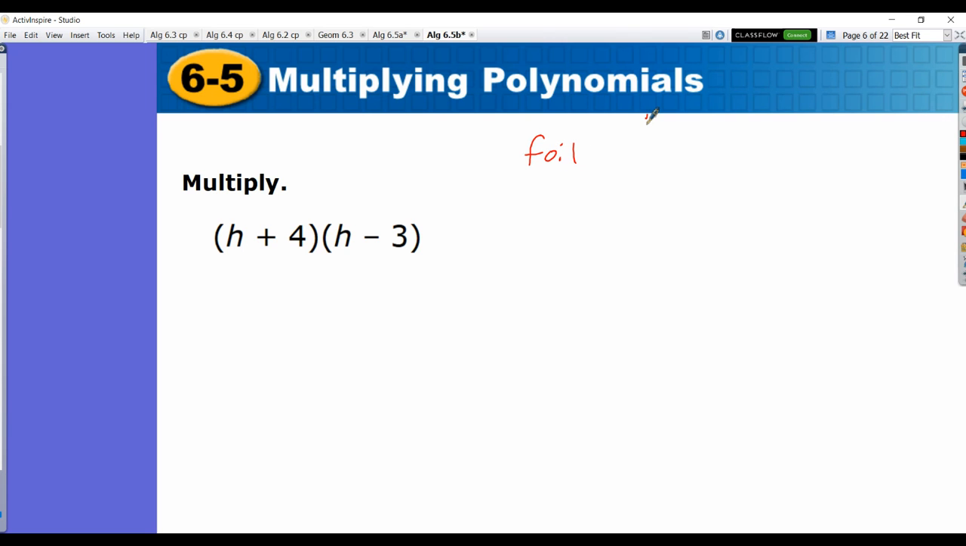So let's go ahead and start drawing our curves first to show what we're going to multiply. F stands for first. So h is first times the h, which is also first over here on this side. So we're doing distributive property with the h. Next is O. That stands for outside, so the h is the outside term times the negative 3, which is the outside term over there. All right, so there's our distributive property done with the h.